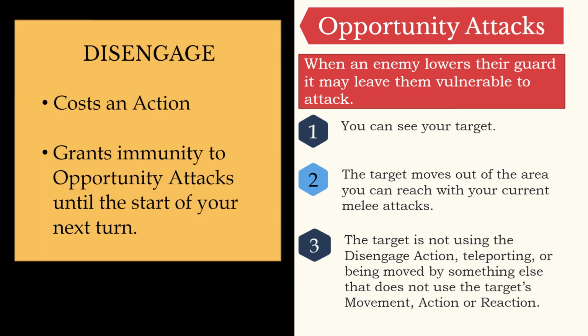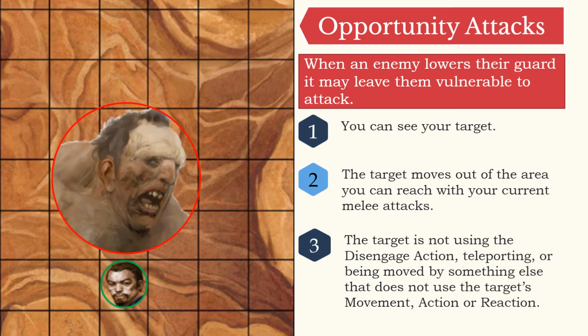Disengage is an action that allows you to avoid opportunity attacks for the rest of the turn. It costs that round's action, but then allows you to move freely without provoking opportunity attacks from any enemies for the rest of your turn. We'll break it down with a few examples.